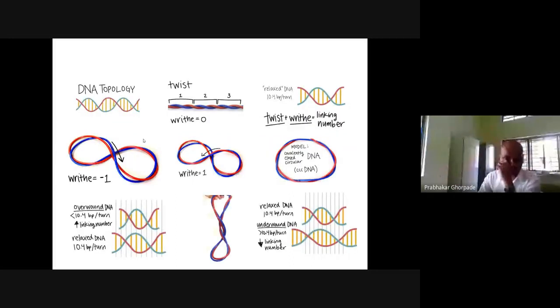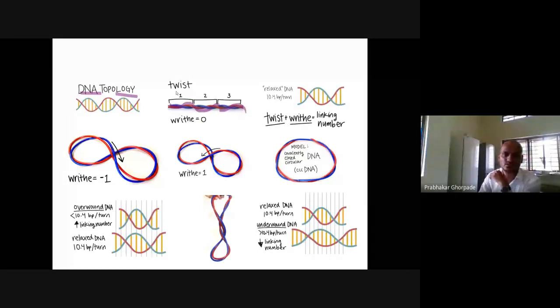So twists and turns we were talking about, right? This is a DNA topology. The red strand is there. It is traveling one time. Now it is traveling two times. It is traveling three times. So twist: three twists, 1, 2, 3. Does it have writhe? No, it doesn't have writhe. And we saw twist plus writhe is the linking number.